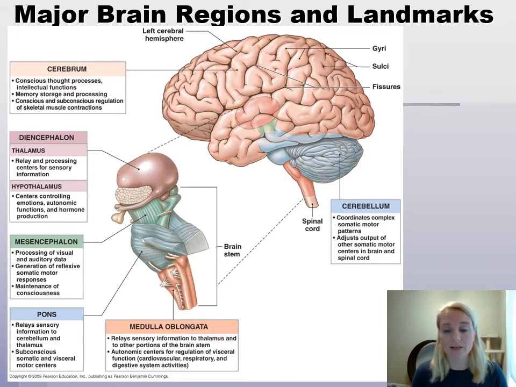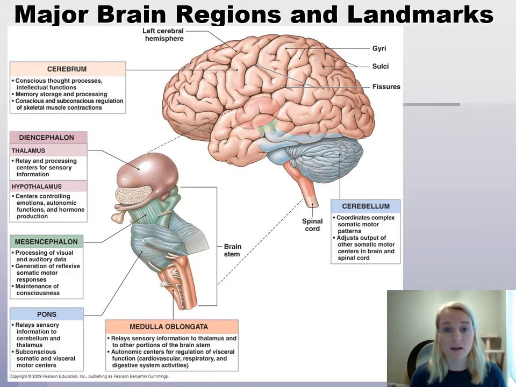The next structure is the cerebellum. That's colored blue in this diagram. The cerebellum means little brain, and it sits back here on the posterior region of the skull. We'll get to that. The third section is what's called the diencephalon, which is that pink, eggy looking shape sitting on top of the brainstem.